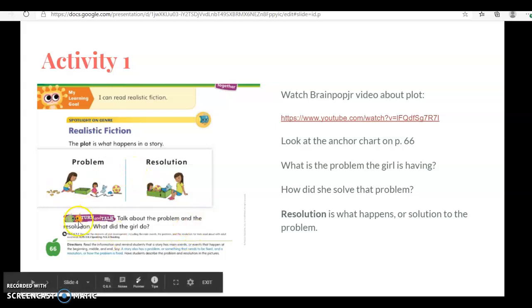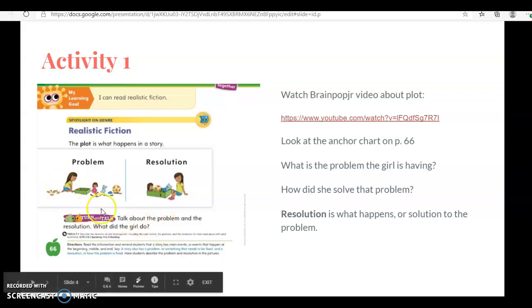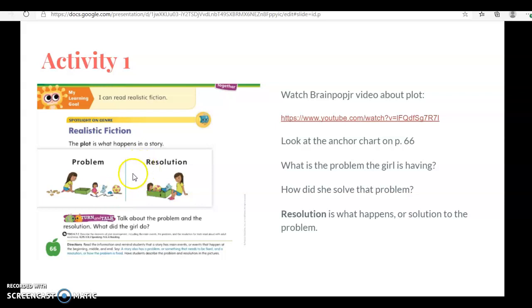So looking at these two pictures, your job for today is to tell someone about the problem that the girl is having in the picture and what she did to fix the problem, or have a resolution. Remember, the problem is something that you need to fix, and the resolution is what happens or the solution to that problem.